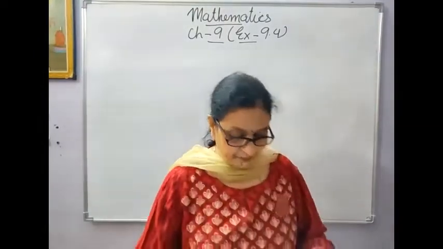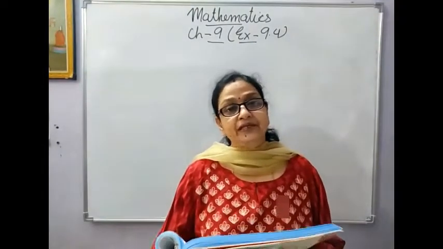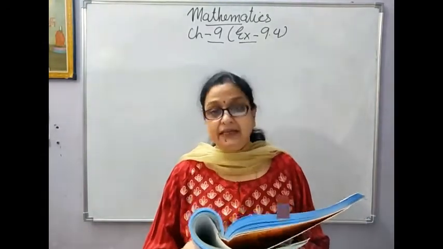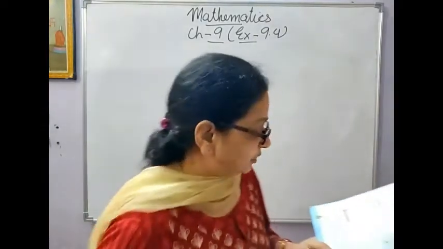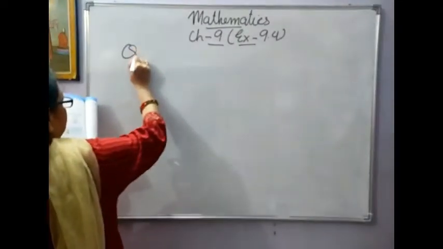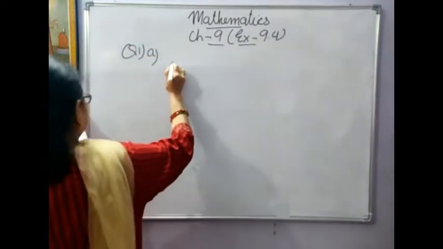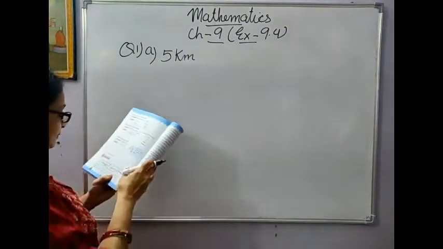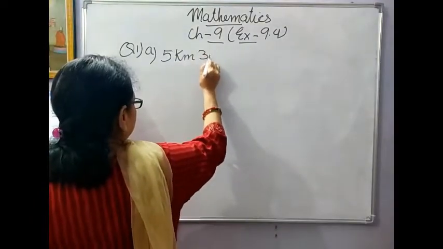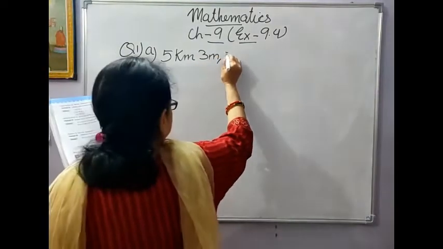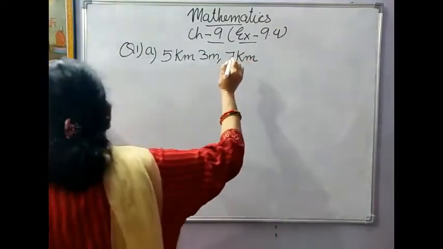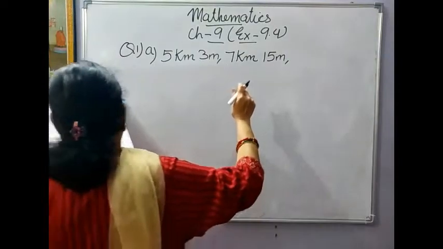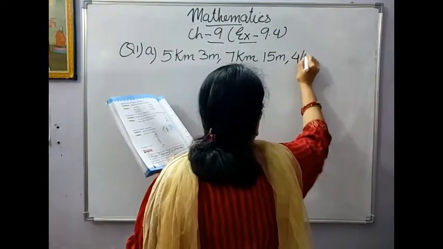Question number 1 we will be doing. Find the sum. What do you mean by sum? Sum means the addition. Find the sum of the following metric measures in both units and decimals. So we start with question number 1A. 5 kilometers 3 meters. I have cut down the hectometer and decameter. Then 7 kilometers and 15 meters. This I have changed.